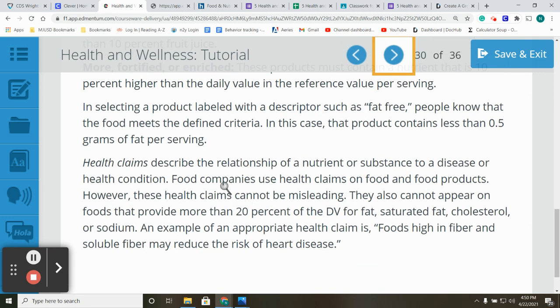Health claims describe the relationship of a nutrient or substance to a disease or health condition. Food companies use health claims on food products. However, these health claims cannot be misleading. They also cannot appear on foods that provide more than 20% of the daily value for fat, saturated fat, cholesterol, or sodium. An example of an appropriate health claim is foods high in fiber and soluble fiber may reduce the risk of heart disease.